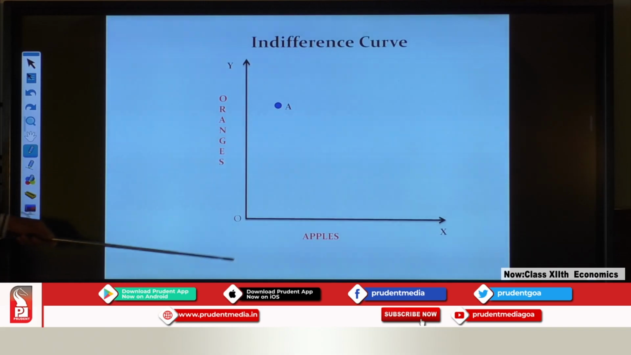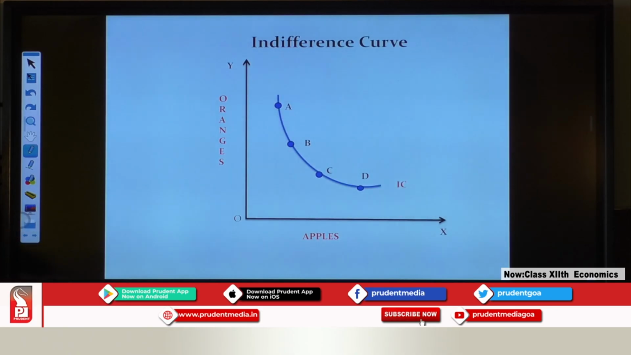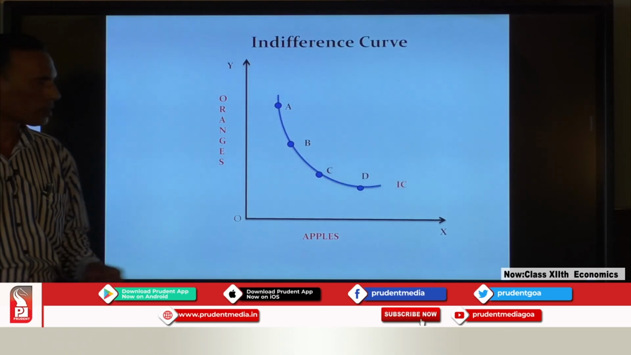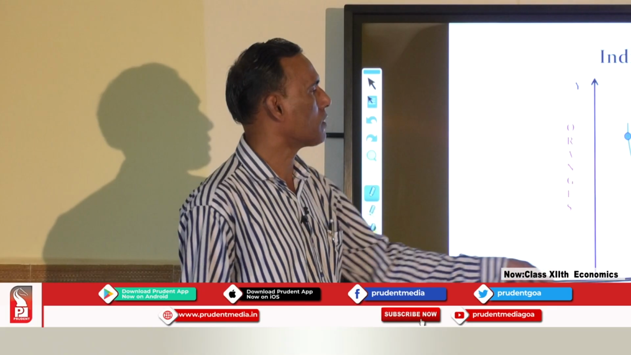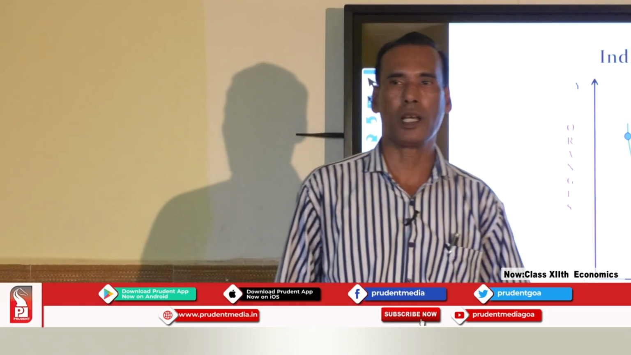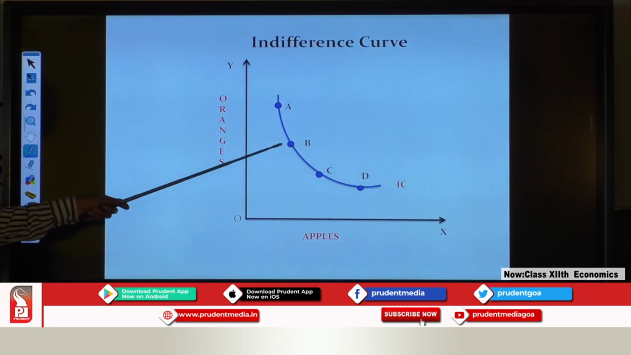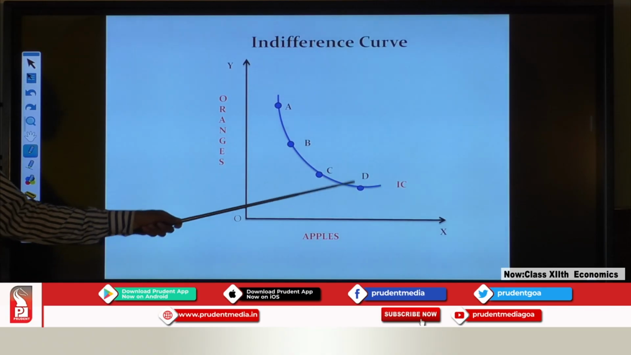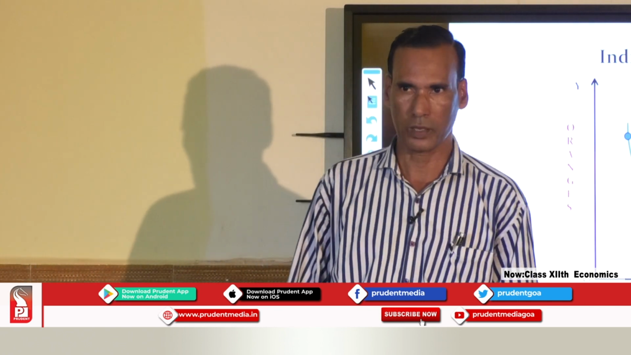Bundle A or combination A, bundle B or combination B, combination C, combination D. Join all the points and you are going to get a downward sloping indifference curve, IC. Now any point lying on this curve gives the same level of satisfaction to the consumer, whether at point A or point B or point C or point D. All these combinations give the same level of satisfaction to the consumer.